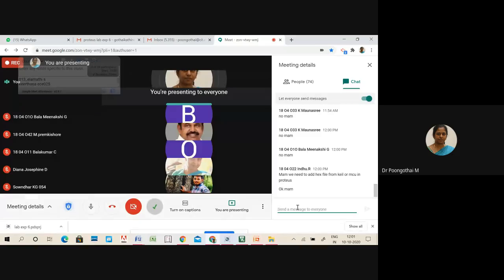So try out all the codes in KEIL Microvision. The unique feature of KEIL Microvision is that we have a logic analyzer. So in sine waveform or square wave generation or any waveform generation, we can measure the frequency and time period more accurately. Any other doubts?